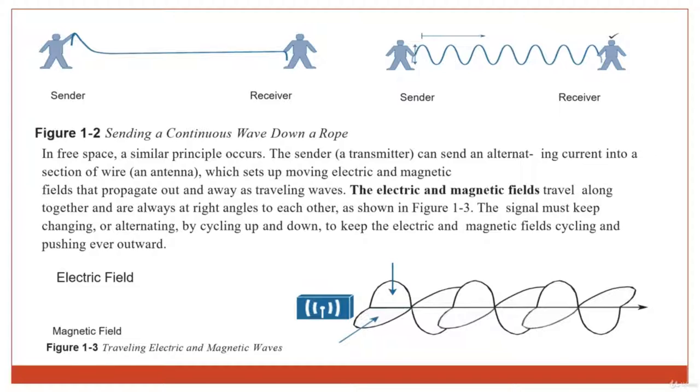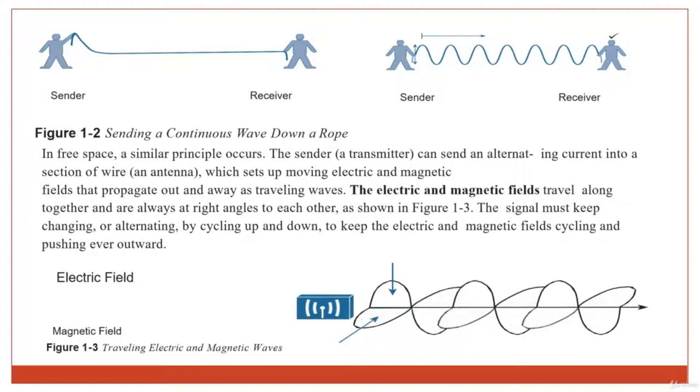Here you can see in the diagram that you have a sender and a receiver. That's the normal way of communication. If there is a sender and a receiver and they are connected, then only the communication will happen, correct? Now in the case of wireless, the diagram shows a rope between sender and receiver, but you have an invisible media, you have the waves.